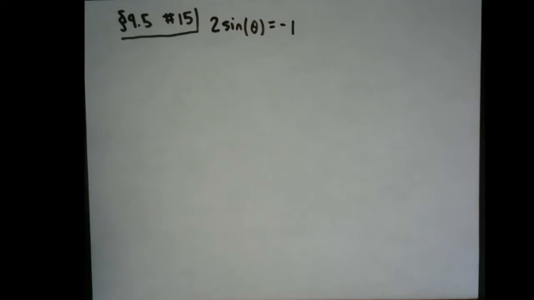Okay, so let's do a few more problems from section 9.5. First, I'd like to look at number 15. Now, number 15 is, again, one of these problems like the previous video. So it's a nice warm-up problem. So we have 2 sine theta equals -1. Again, we're dealing with this restriction of being in one full rotation.